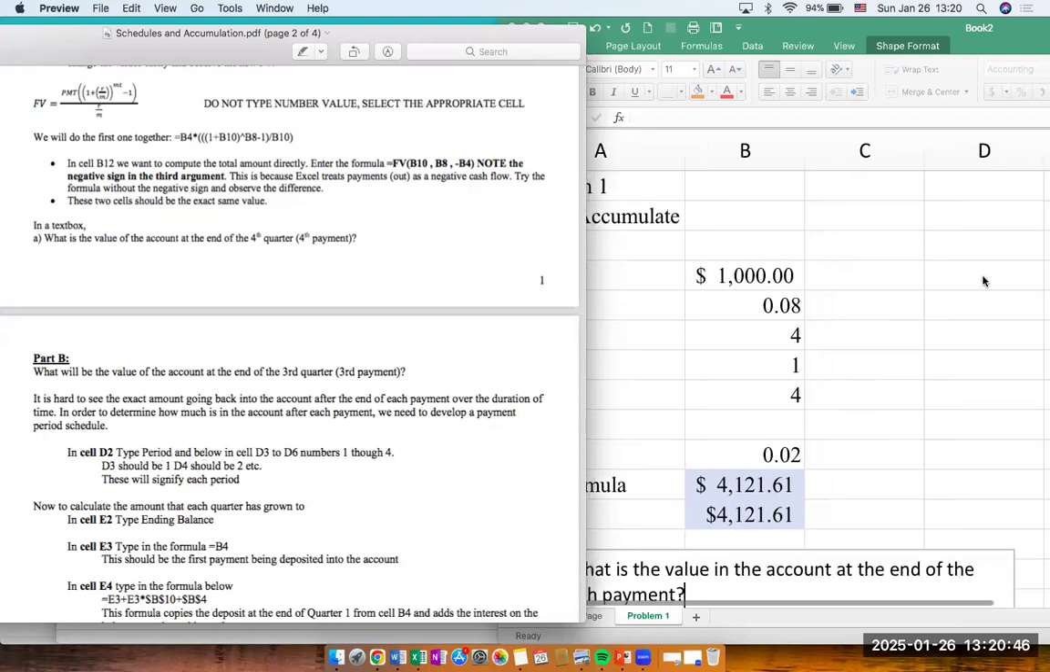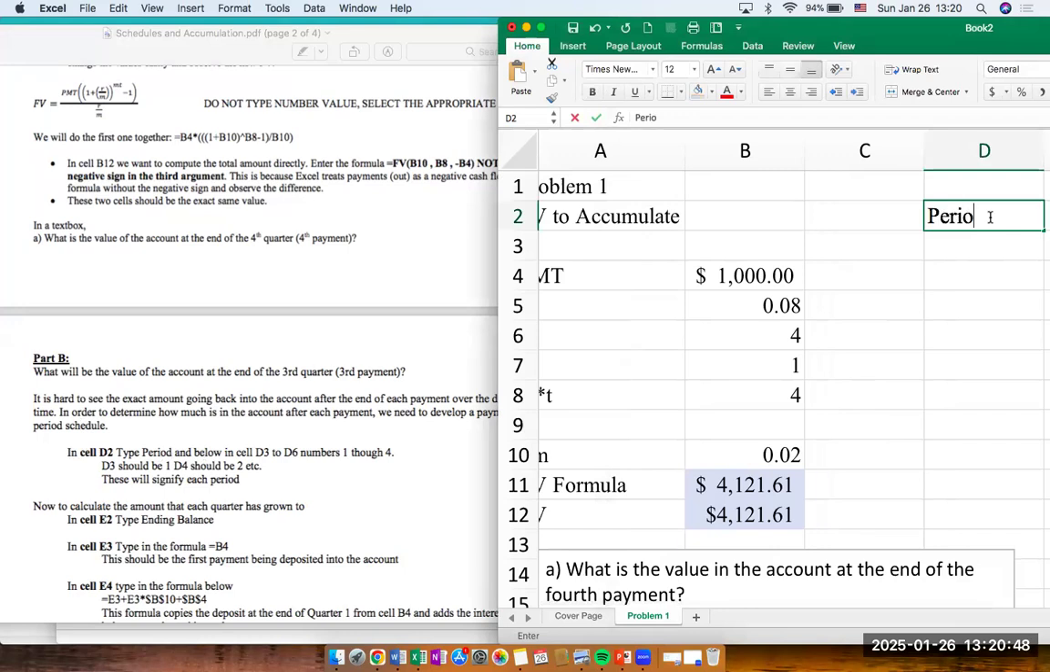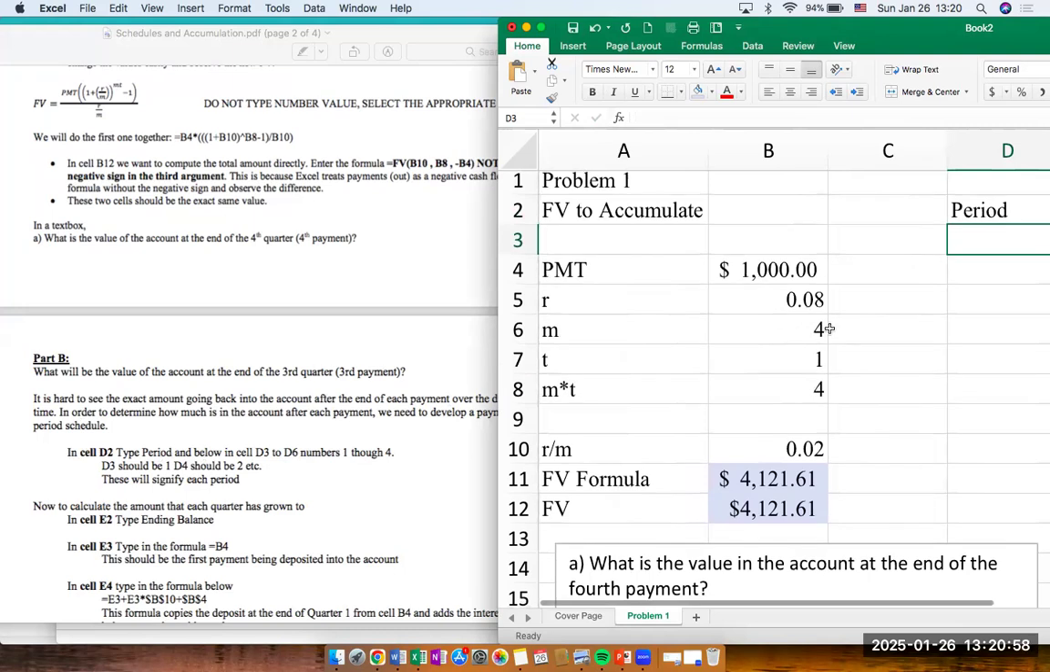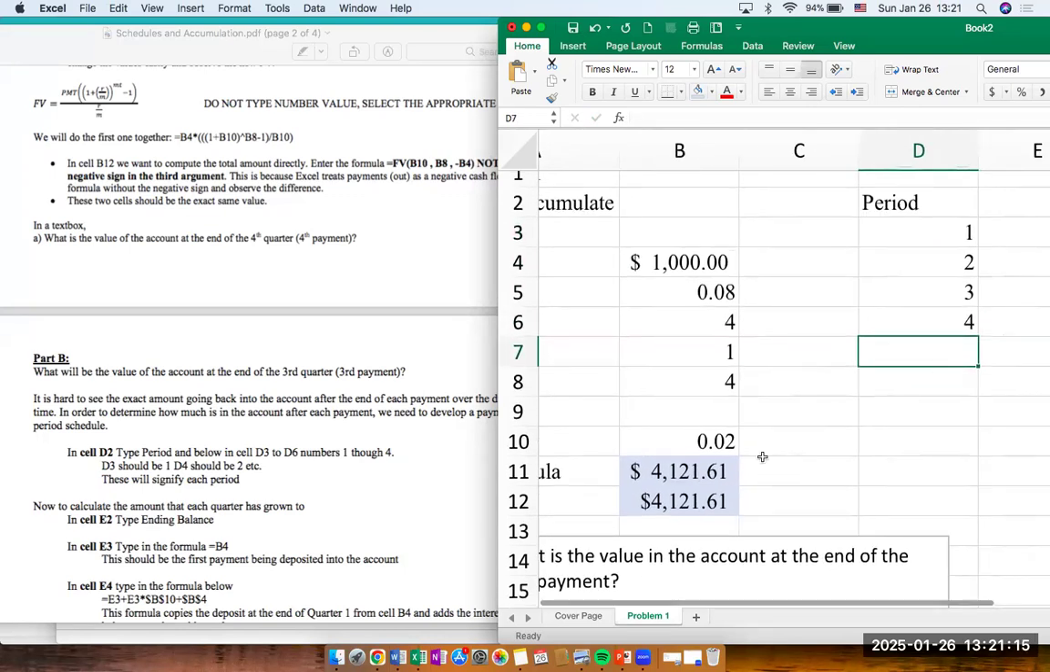So we're going to go up here to D2 and we're going to type in the word period. And below in cell D3 to D6 are the numbers 1 through 4. These are representing your 4 compounding periods here. So if we had more than 4, if we are compounding every month, we would do 12. If it was daily, 365, weekly, 52, that sort of thing. So it's just referring to how many periods we are compounding. So 1, 2, 3, 4.